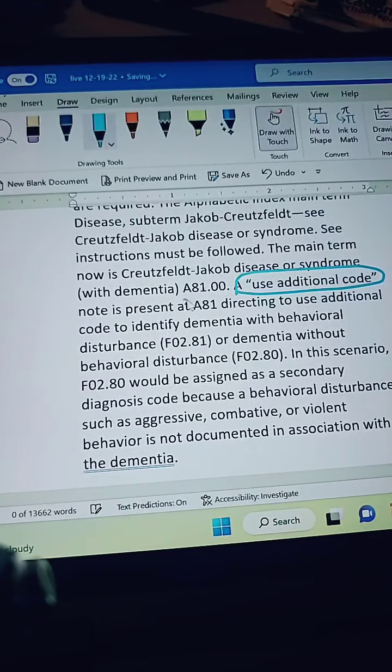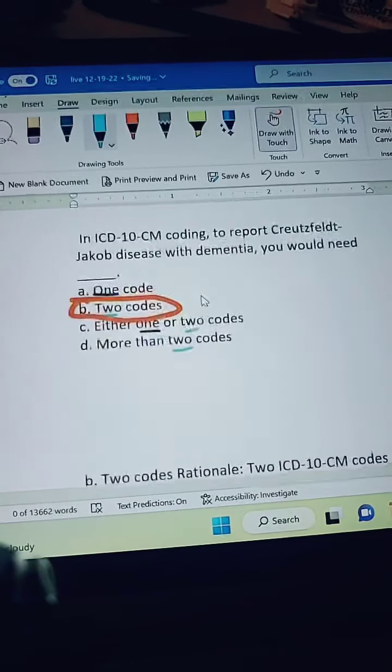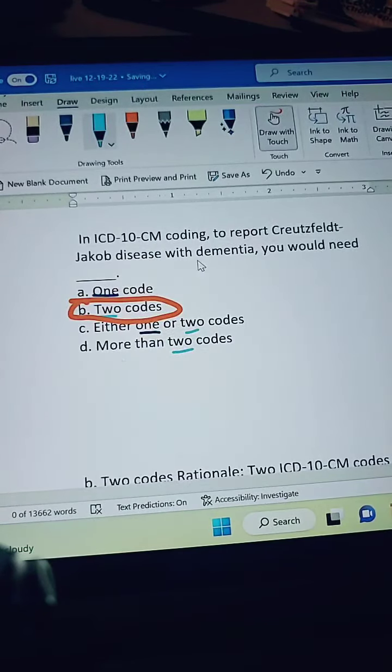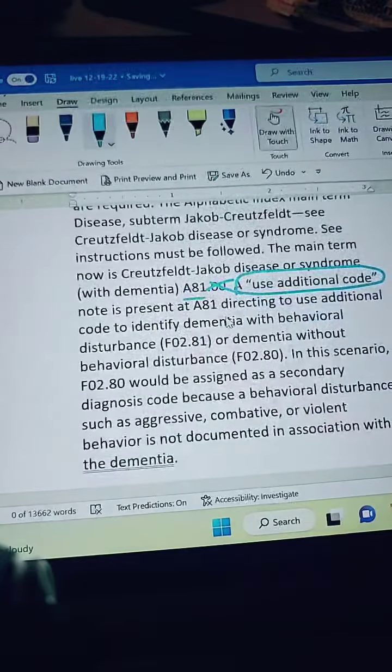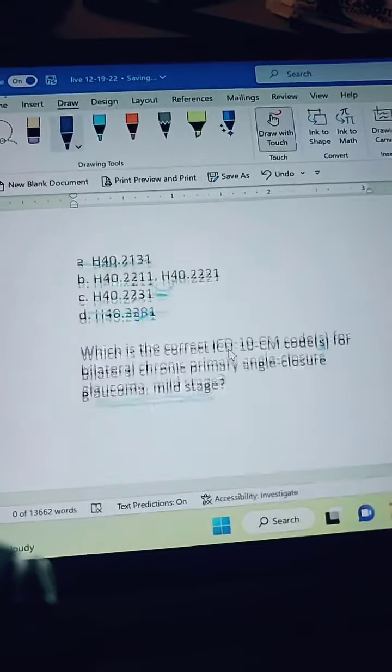When you look up your A81, you won't see it at the 00, but you will see it at A81 when you go to A81 for that type of dementia. You will see the instructions that tell you to use additional code. It'll be in red, and then that way you know you have to go get, and they'll have a list of them down there, and probably that F is down there right underneath it. So that's what's going on right there.